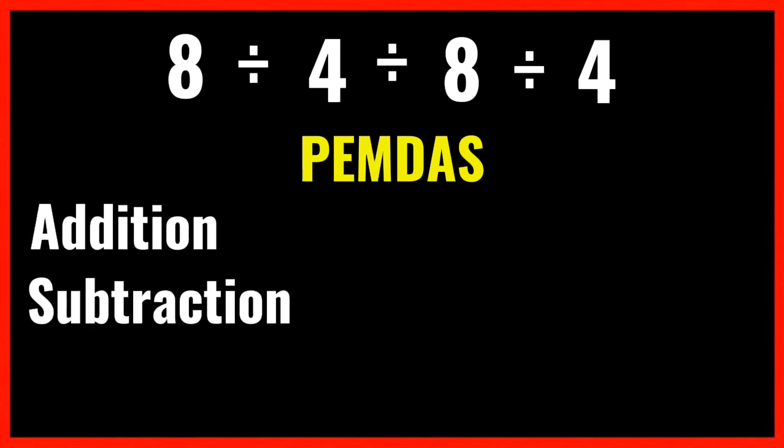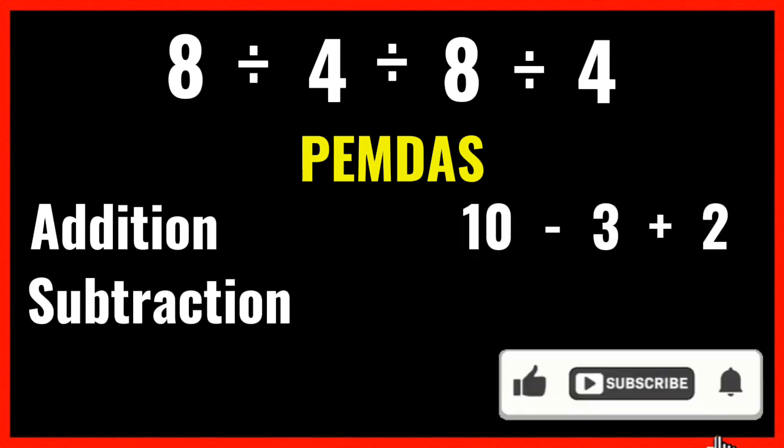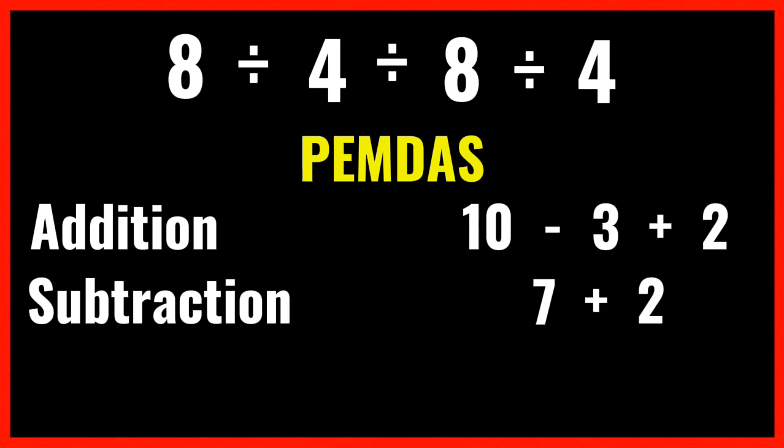Finally, addition and subtraction. These are also done from left to right. For example, 10 − 3 + 2. First 10 − 3 equals 7, then 7 + 2 equals 9.